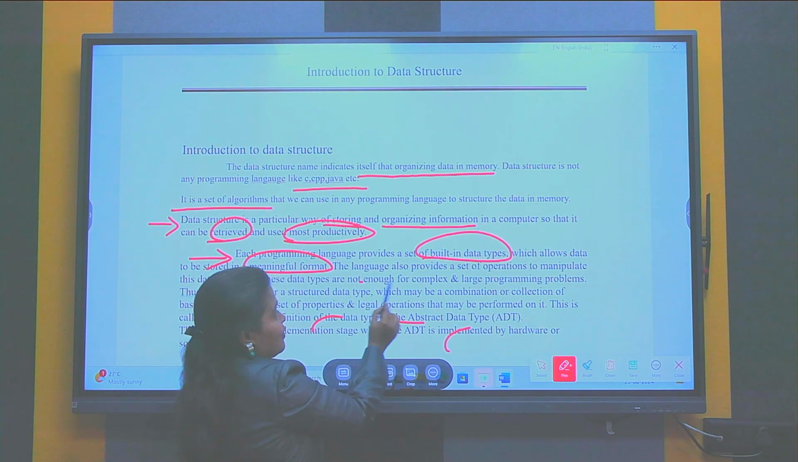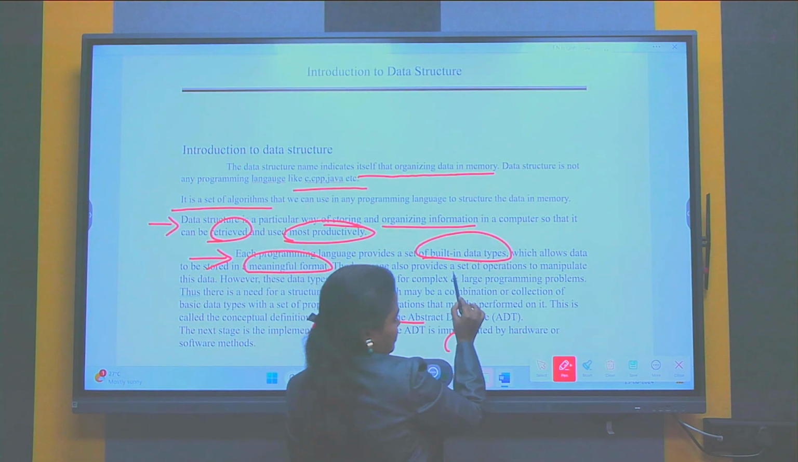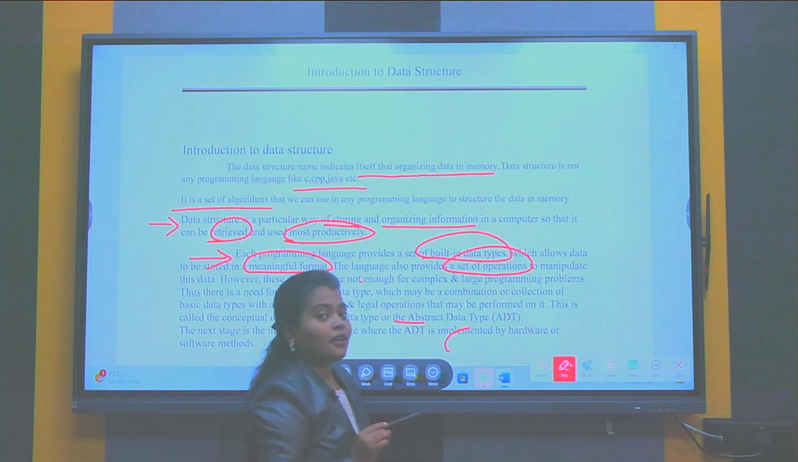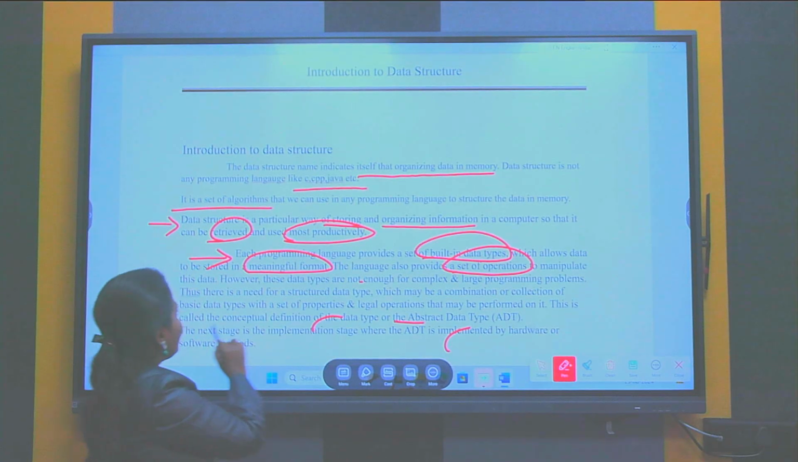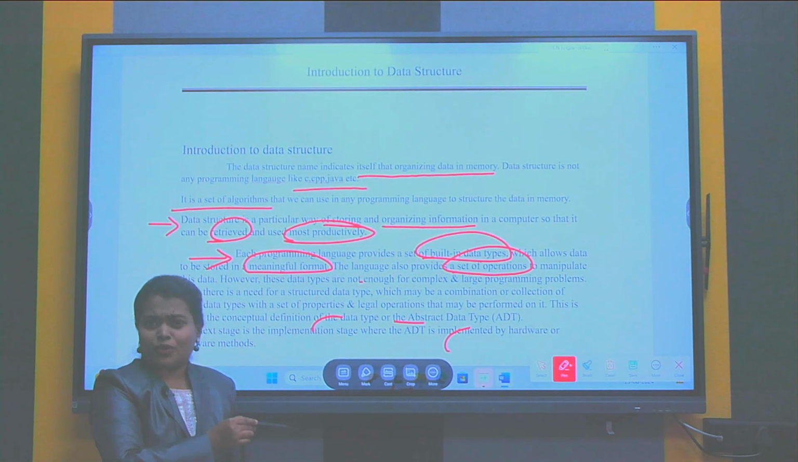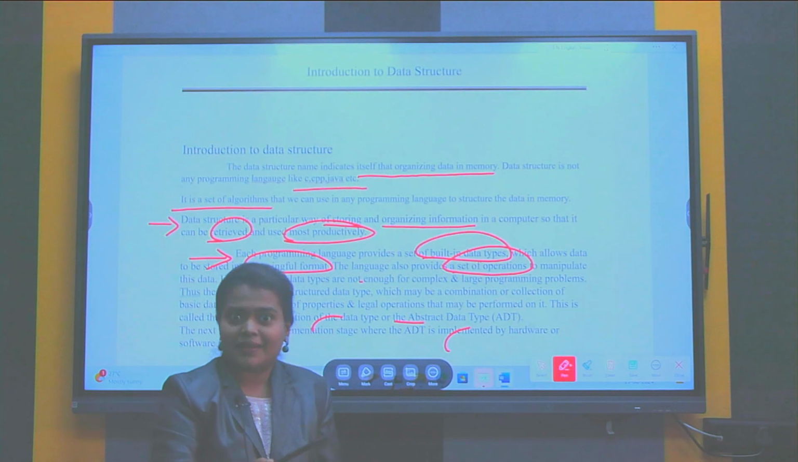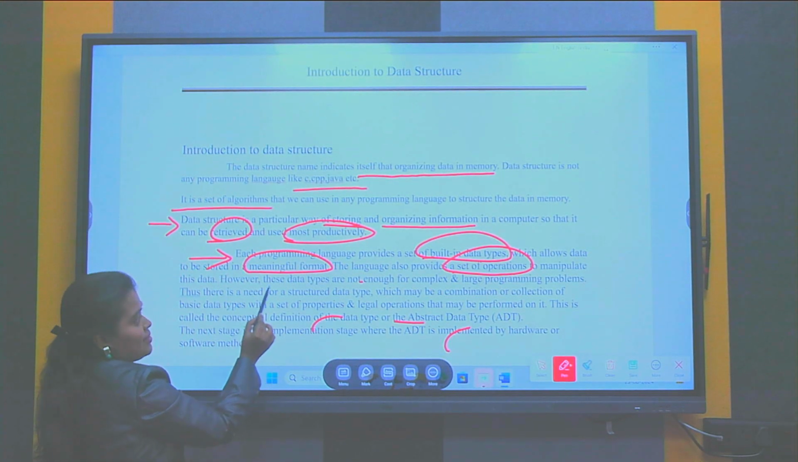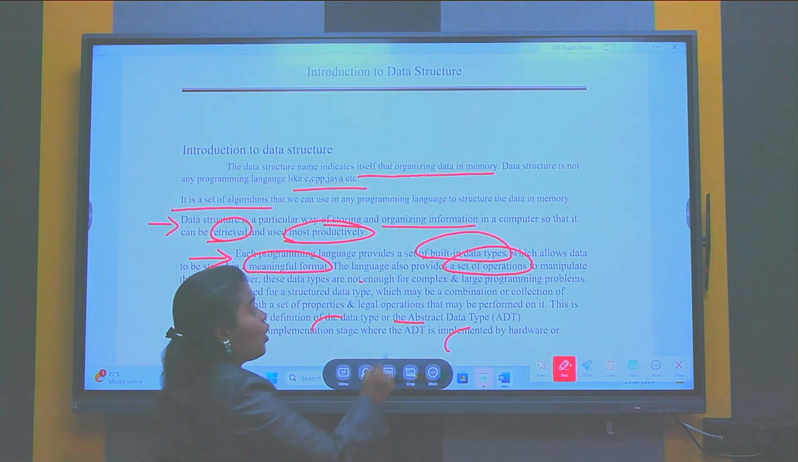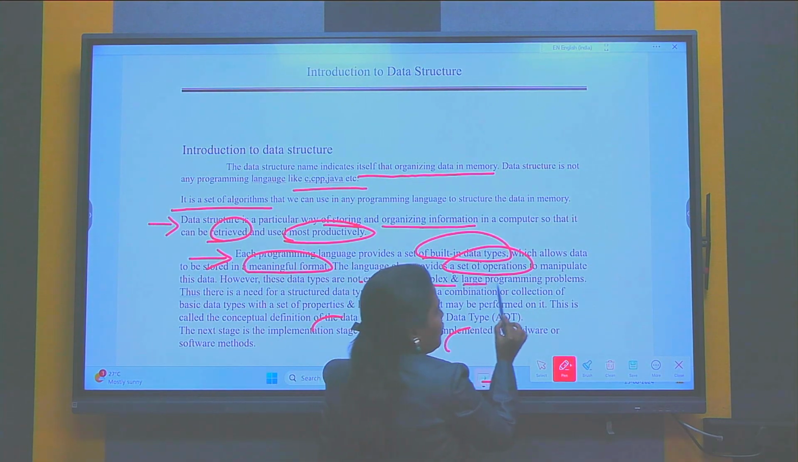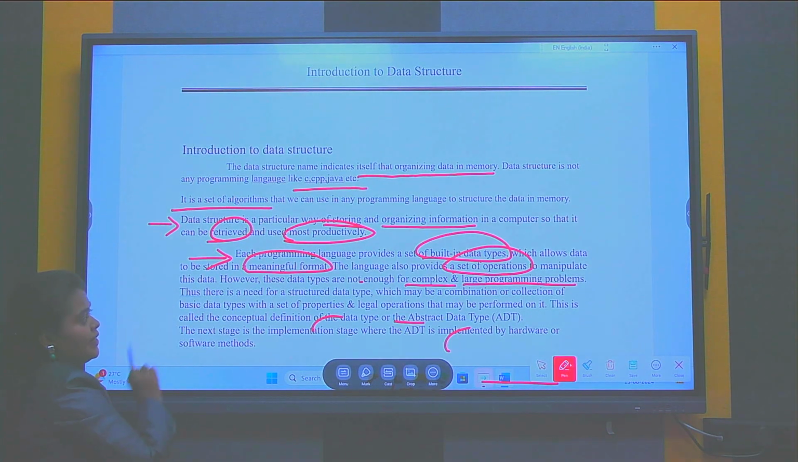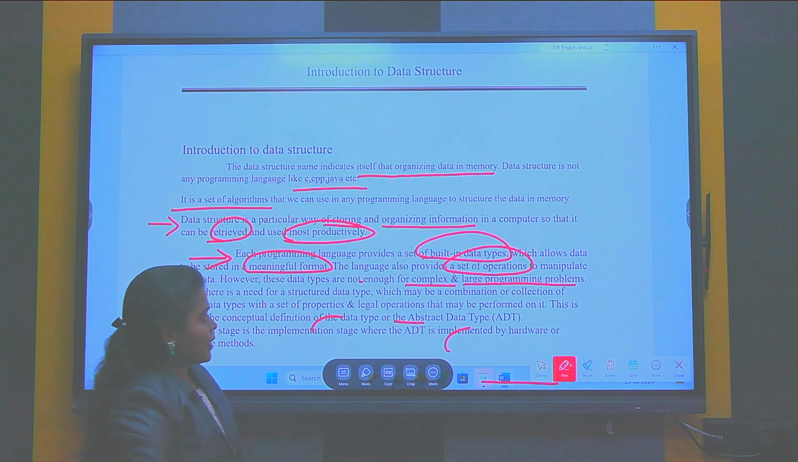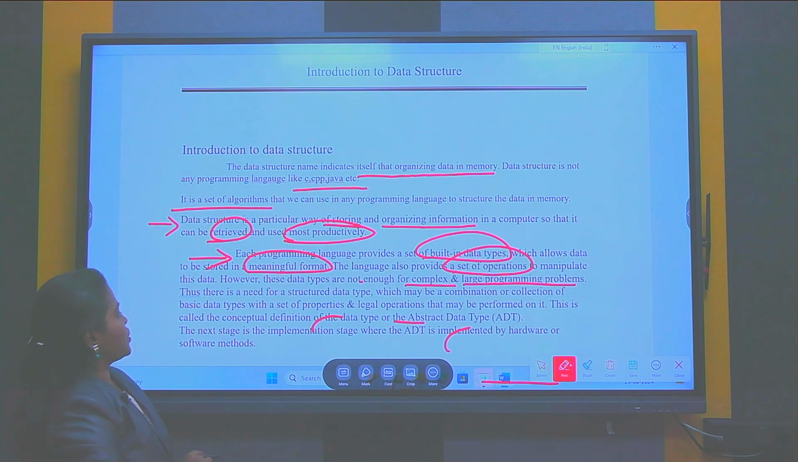The language also provides a set of operations. In the next part we will see what operations are provided by data structure to manipulate the data. So we use this set of operations along with our basic data types. However, these data types are not enough and are complex for large programming languages. Thus, there is a need for a standard for a structured data type, which may be a combination or collection of basic data types with a set of properties and legal operations.